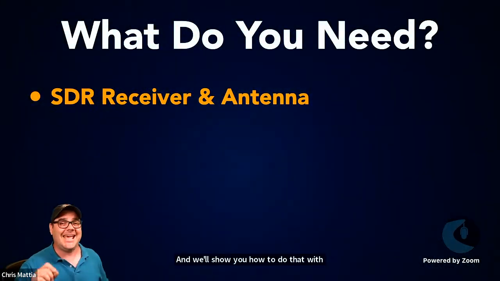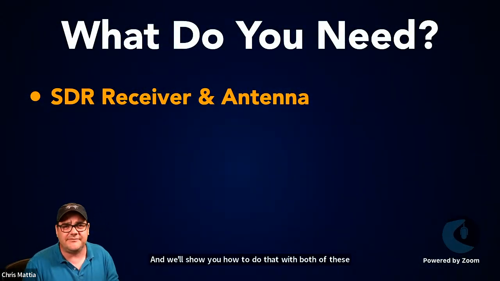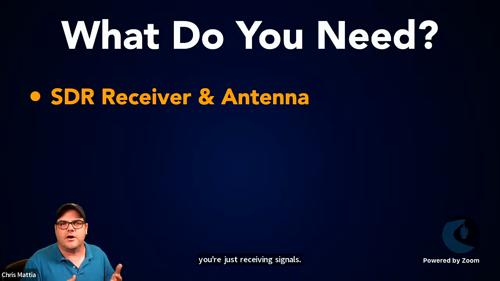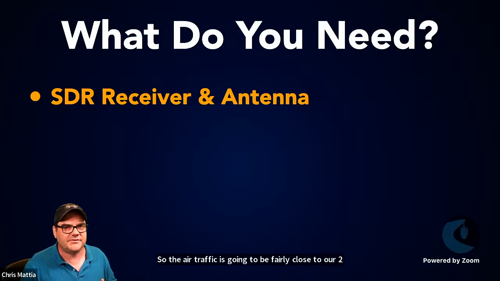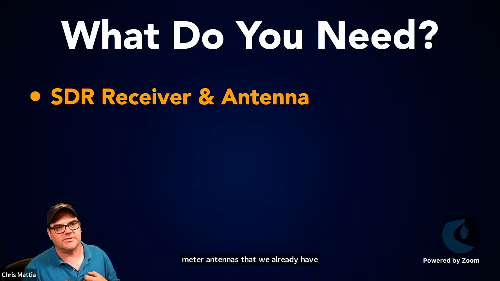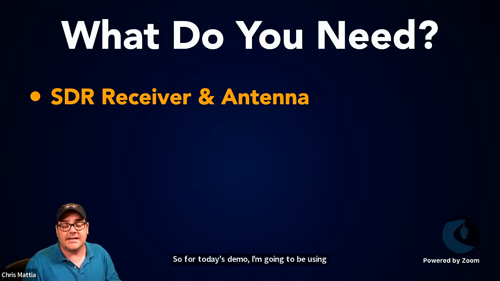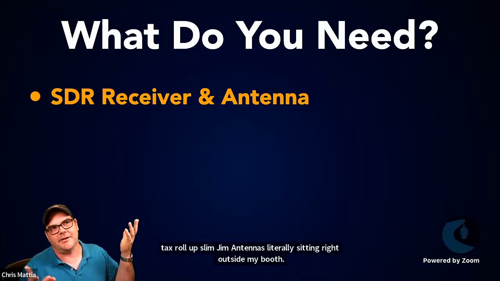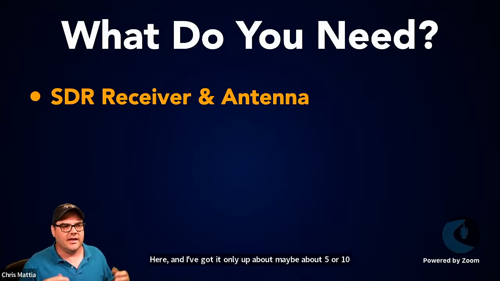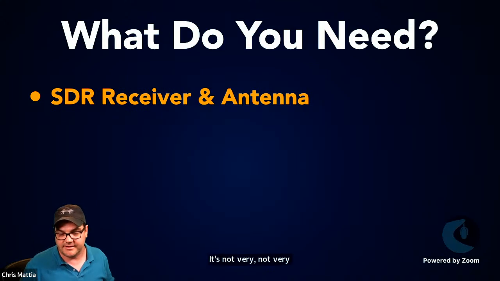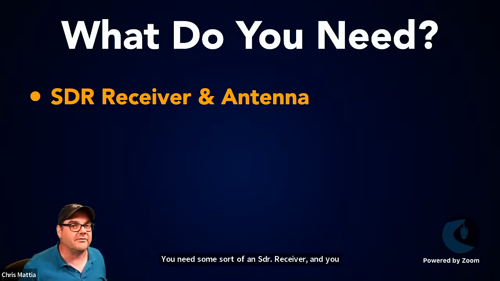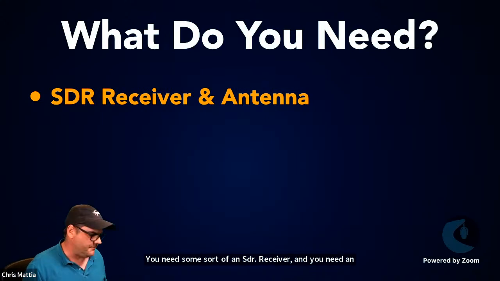As far as an antenna goes, you're just receiving signals. So the air traffic is going to be fairly close to our 2-meter antennas that we already have. For today's demo, I'm going to be using my regular N9TAX roll-up Slim Jim antenna. It's literally sitting right outside my booth here, and I've got it only up maybe about 5 or 10 feet. It's not very high, and nothing's set up very fancy. So that's all you really need as far as hardware goes. You need some sort of an SDR receiver, and you need an antenna, and pretty much any of the 2-meter antennas that we use are going to work. They'll be able to pick up the signals.